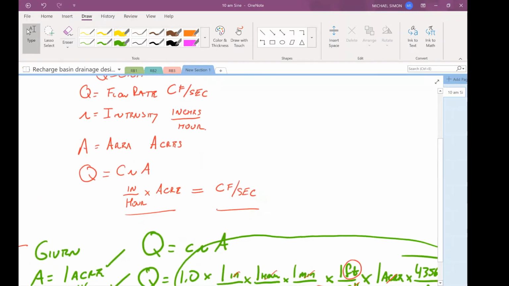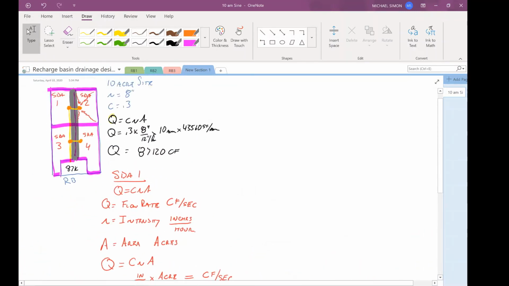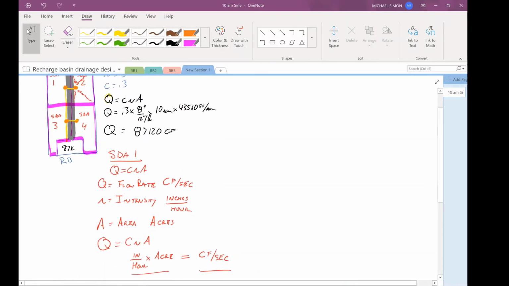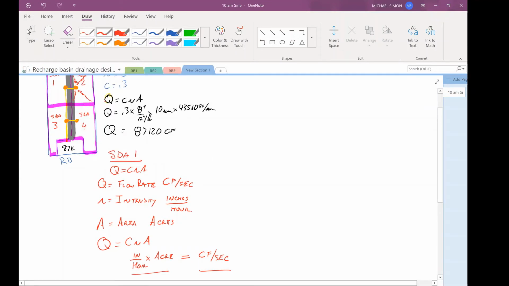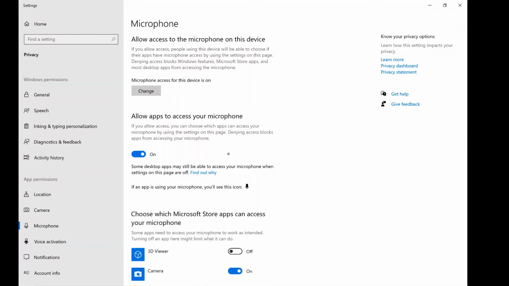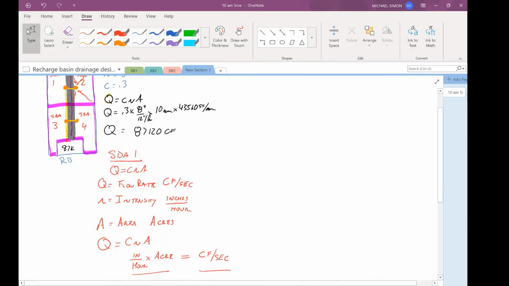So let's go back to this example real quick, where if we take a look at storm drainage area 1, throw some numbers in there. If we take storm area 1, let's say that, what just happened there? Uh-oh. There we go. Okay. I need to give you a runoff coefficient. That's 0.3 for the area. The intensity stays at 8 inches per hour.